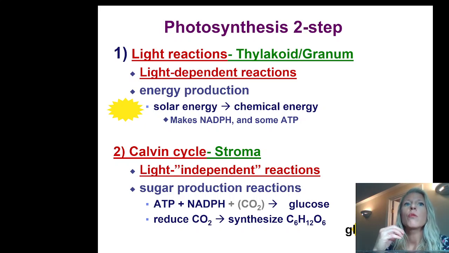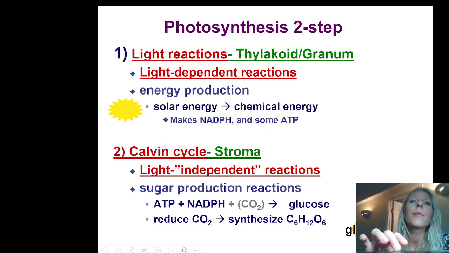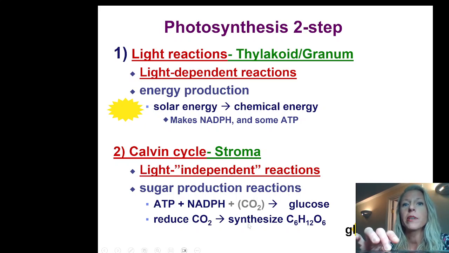All right, so the light reactions are to help produce energy. Okay, so we're taking solar energy and we're turning it into chemical energy. So we're creating our electron carrier, NADPH, and some ATP, and we use that to power the Calvin cycle. NADPH shuttles electrons along the electron transport chain and helps to power the Calvin cycle, which is going to take in carbon dioxide and reduce that carbon dioxide to produce glucose.